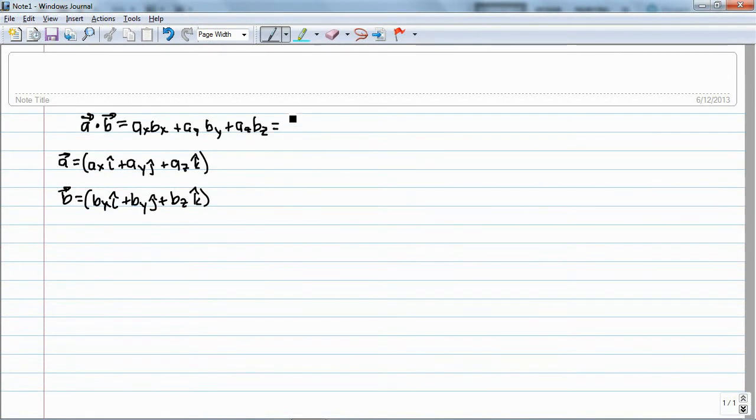It can also be represented as the length of vector A times the length of vector B times the cosine of theta, we'll call it AB, and theta AB is equal to the smallest angle between A vector and B vector.